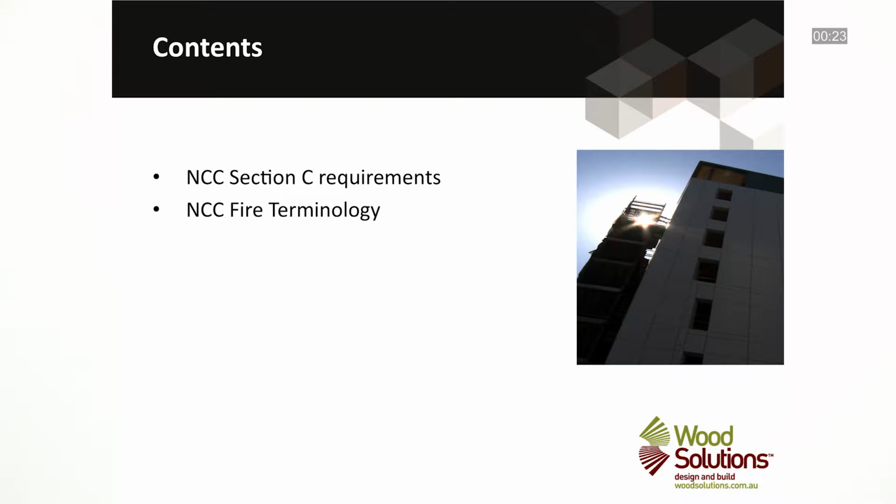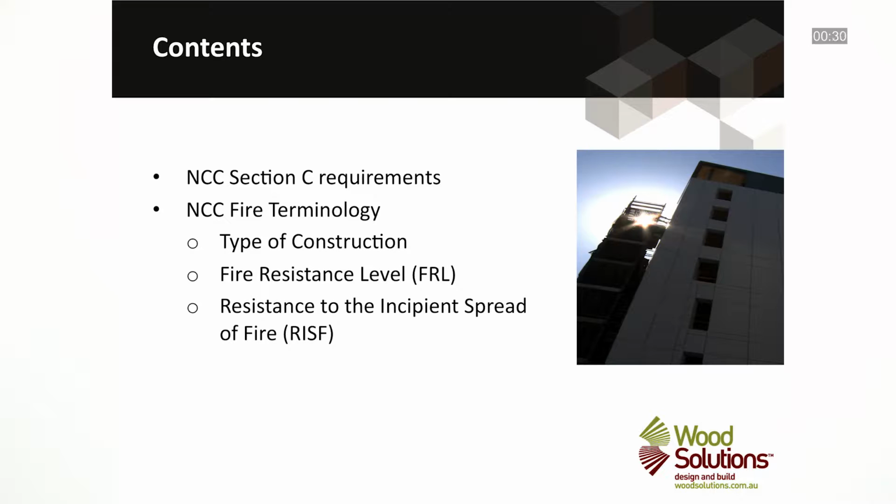In this module, we will focus on the specific National Construction Code design requirements and the terminology used for fire performance. We will look at the requirements of the NCC Section C around fire resistance and the National Construction Code fire terminology for type of construction, fire resistance level, resistance to the incipient spread of fire, and non-combustibility.